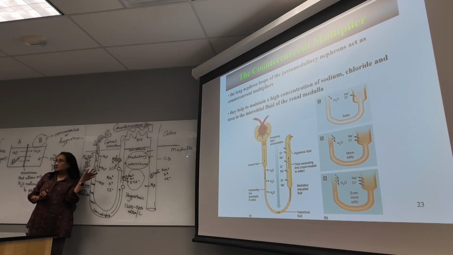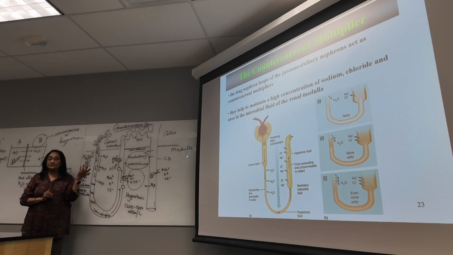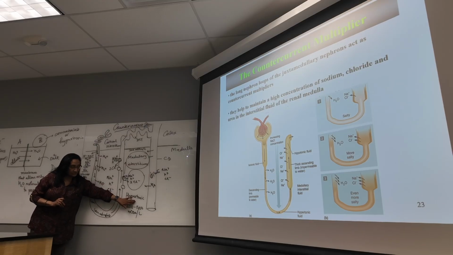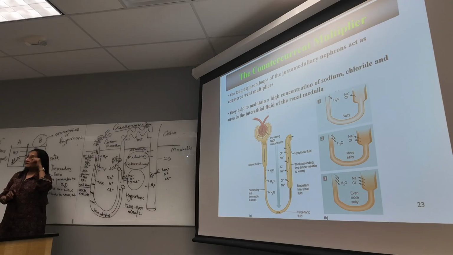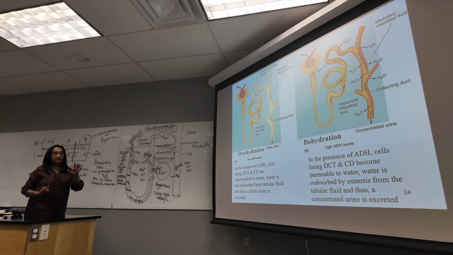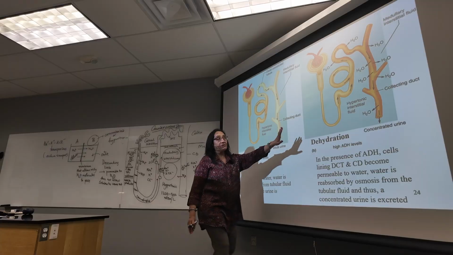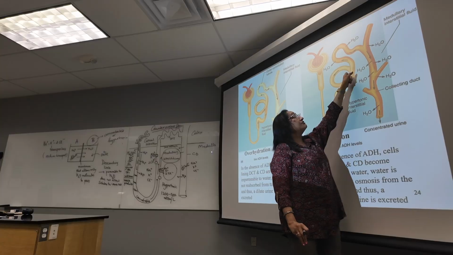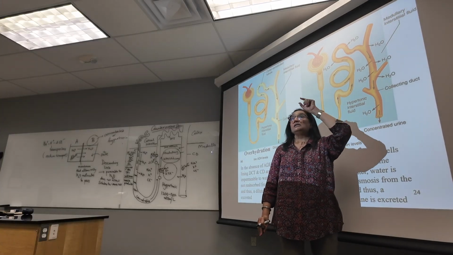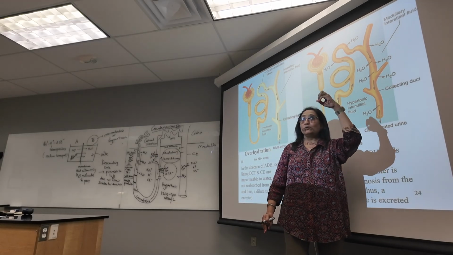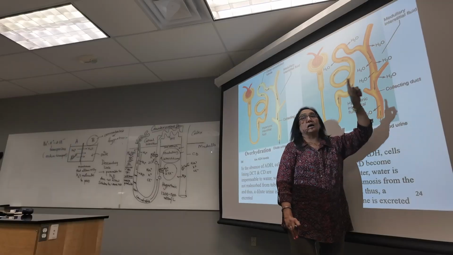Not reabsorption, no secretion occurs to a certain extent. But the main function of that loop is to make this interstitium salty so that if ADH is available, water can be drawn out. Okay, so let me do this and then I'll come to your question. So under the influence of ADH, if ADH is secreted by the posterior pituitary gland, ADH will have an effect on the DCT and the collecting duct and it will make that portion of the nephron permeable to water. So it will add water transporters so that water can easily come out.